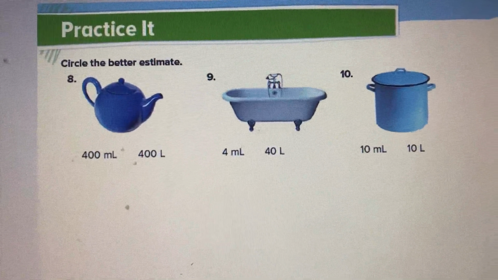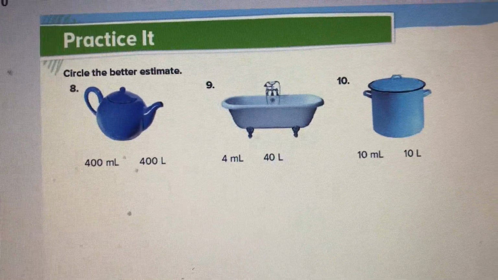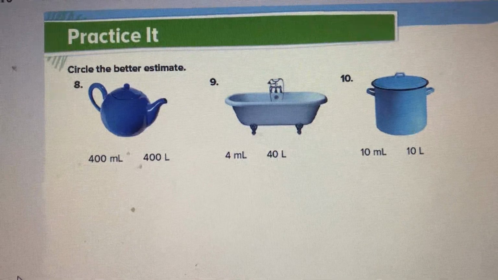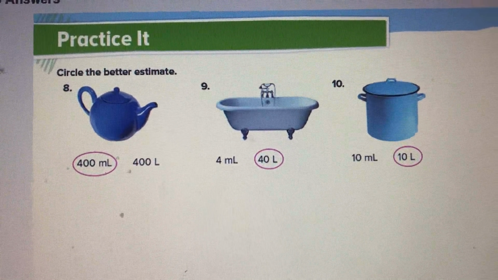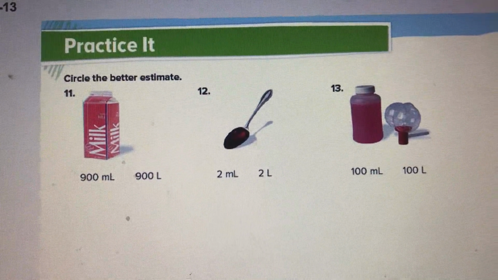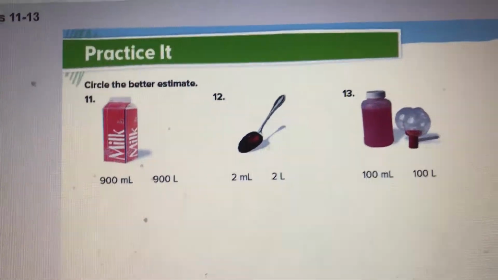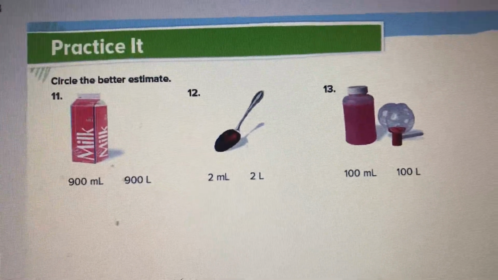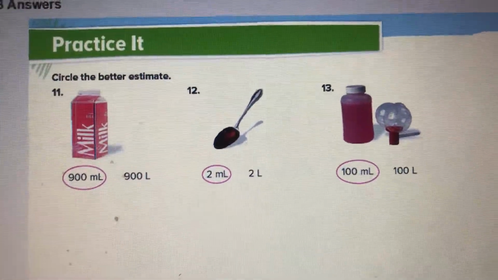Okay, circle the better estimate. This is a teapot, this is a bathtub, and this is a pot for stew. So keep that in mind as you're measuring. Again, small milliliters, large liters. All right, circle the better estimate. So we have here a quart of milk, well, it could be like your small lunch size. Then we have a teaspoon, and then we have a bottle of bubbles. All kind of small, right? All kind of small items.